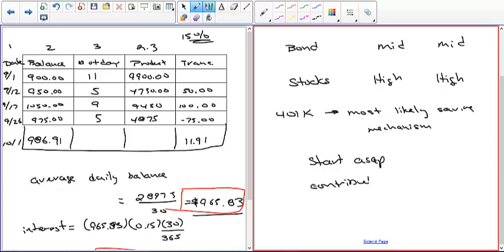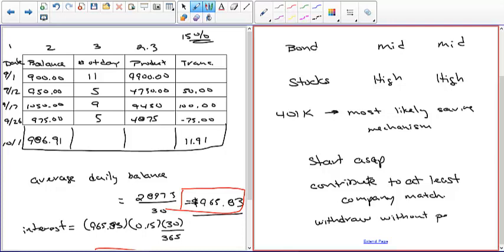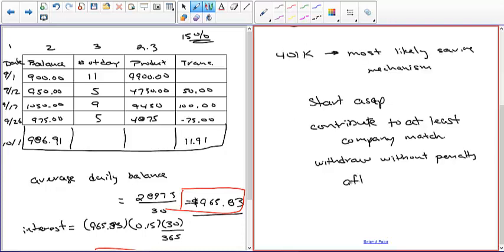Contribute to at least the company match. Withdraw without penalty after 59.5.